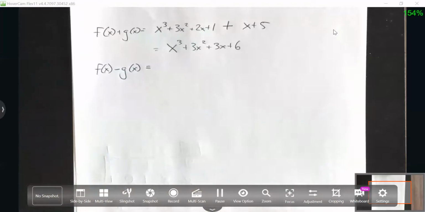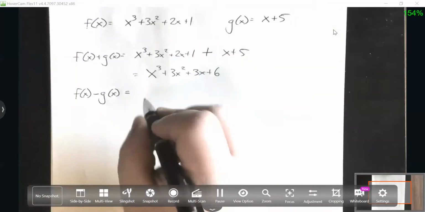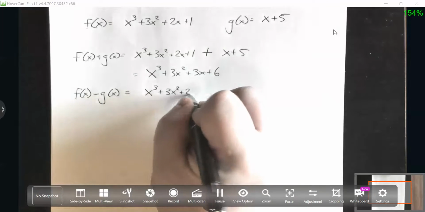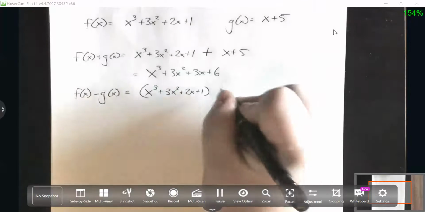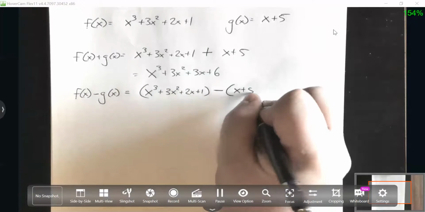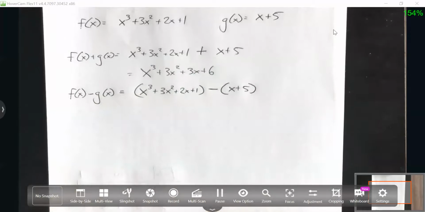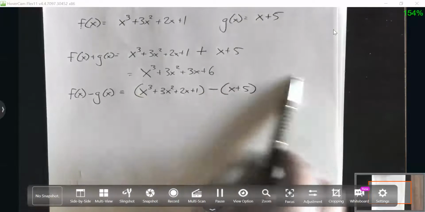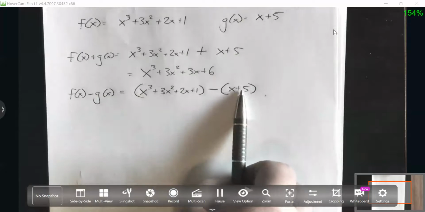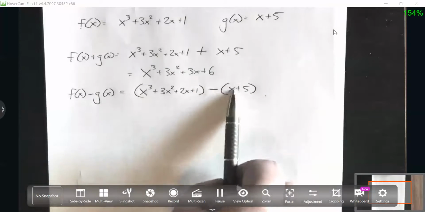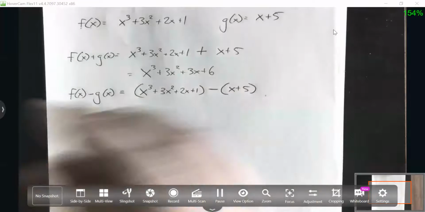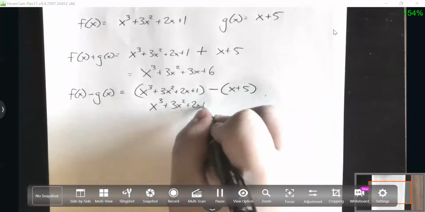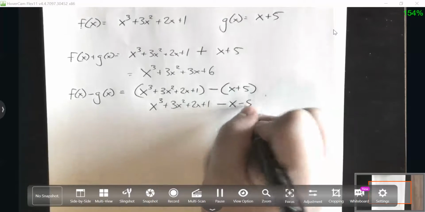If we're going to do f of x minus g of x instead, we'll take our f of x, and here's where it might be better to keep things in parentheses, minus our g of x, x plus 5. If we write it out this way, it becomes easier to see that this minus, when we subtract that polynomial, is going to affect everything in the second polynomial. We effectively need to distribute this negative sign before we can combine anything together. So this would become x cubed plus 3x squared plus 2x plus 1 minus x minus 5.